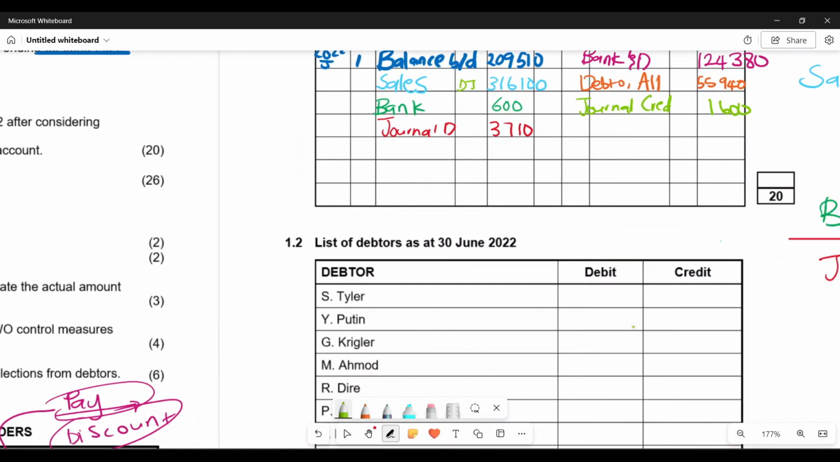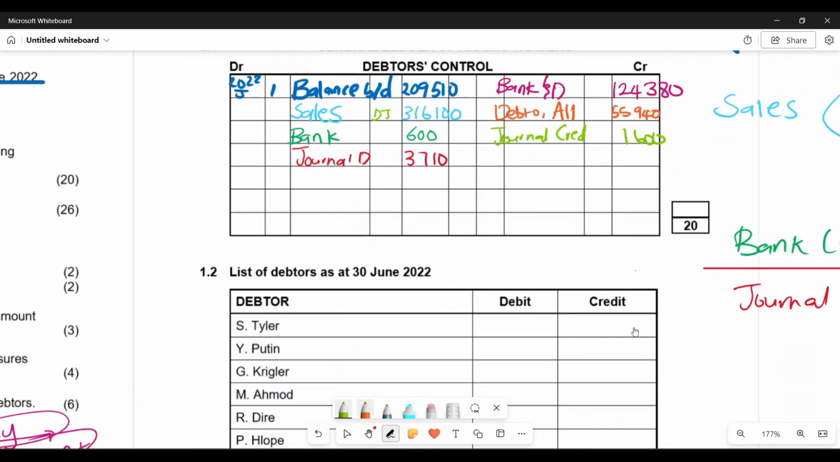Right, now let me balance off my account, right? So first, here I can see that my debit side is greater than my credit side. So I'm going to add all these amounts on my debit side: 209,510 plus 316,100 plus 600 plus 3,710. Now adding all these amounts, my total for my debit side is 529,920. So remember this balance, you need to write it on both sides.